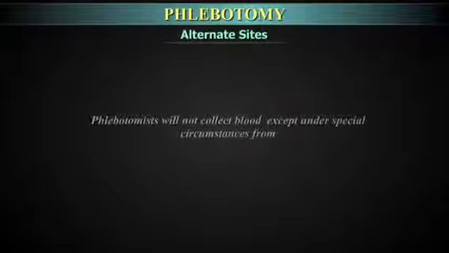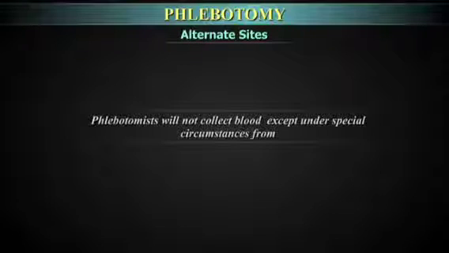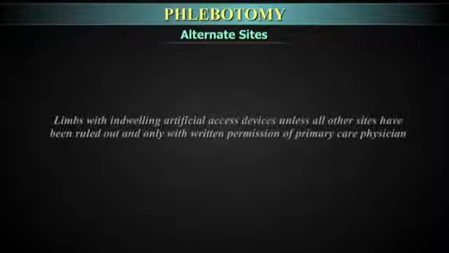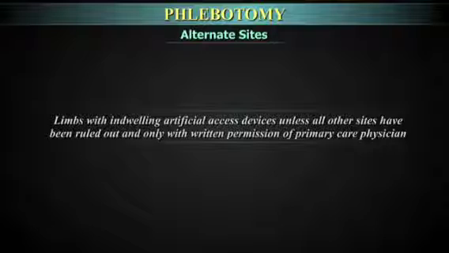Alternate sites. Phlebotomists will not collect blood except under special circumstances from the arm or hand from the side of a mastectomy, unless all other sites have been ruled out, and only with written permission from the physician or nurse. Limbs with indwelling artificial access devices, unless all other sites have been ruled out and written permission of the primary care physician.